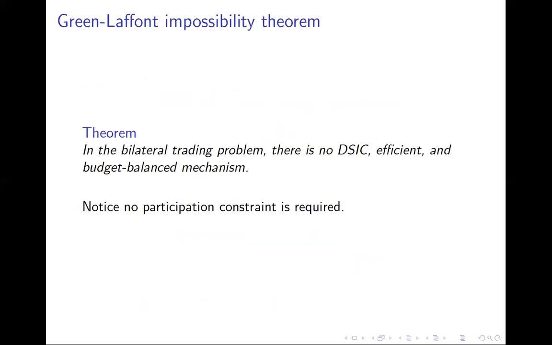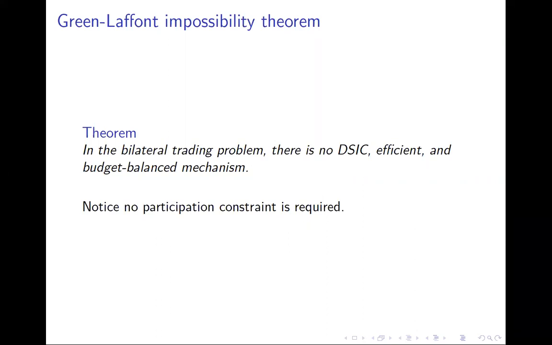Right, so that is what is well known as the Green-Laffont impossibility theorem: in the bilateral trading problem, at least, there is no DSIC, efficient, and budget balanced mechanism. Notice that there is no participation constraint required for this impossibility. Only incentive compatibility, efficiency, and budget balance are incompatible.